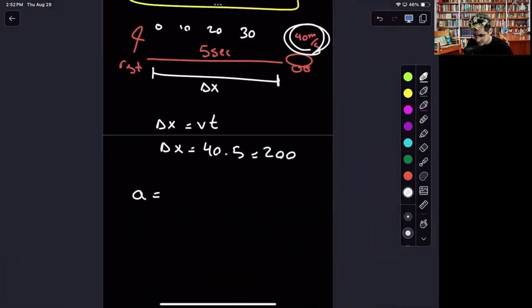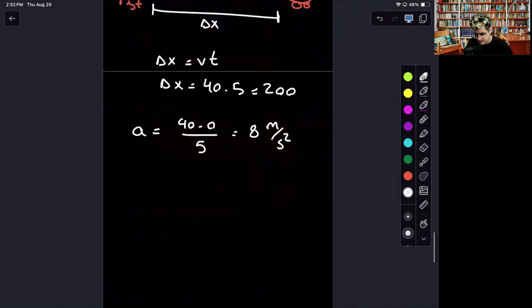We know that the acceleration is the change of velocity. So 40 minus 0 divided by the time, which is 5. So it's going to be 8 meters per second squared. Make sense? So that's the acceleration. And then I'm going to use the formula: delta x is equal to 1/2 at squared plus v0 t.